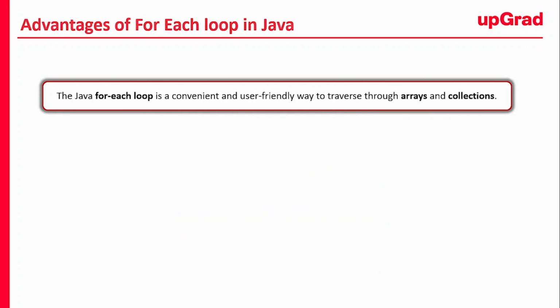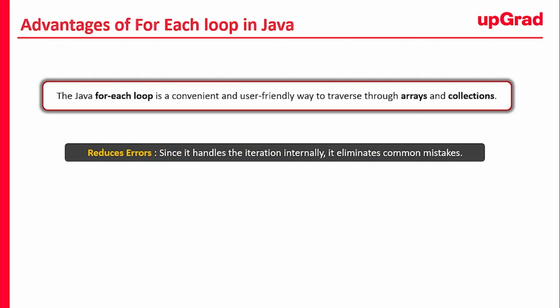So the Java for each loop is a convenient and user friendly way to traverse through arrays and collections. It offers several advantages. First one is reduces errors. Since it handles the iteration internally, it eliminates common mistakes like going out of bounds with an index or skipping elements, which reduces the chances of bugs.